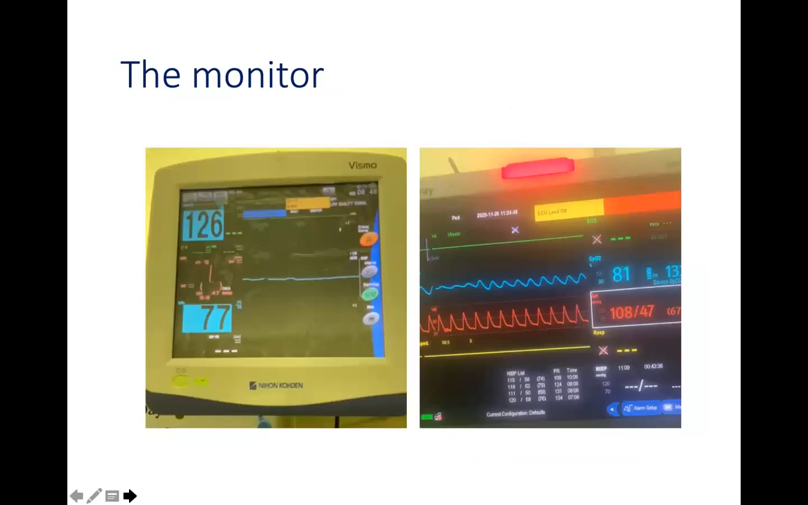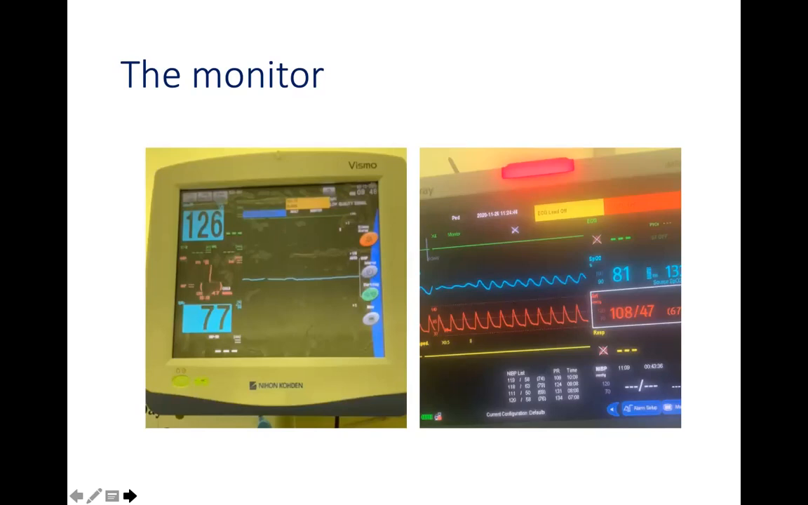Then another very useful source of information is the monitor. And if I ask you about the monitor on the left with the heart rate of 126 and the SATs of 77, what do you think about that if I tell you that it's a child with 30% total body surface area burns? The child is 18 months old, and we're on about day 5. Don't think that there's a problem with the monitor. There is, in fact, a problem with the child.